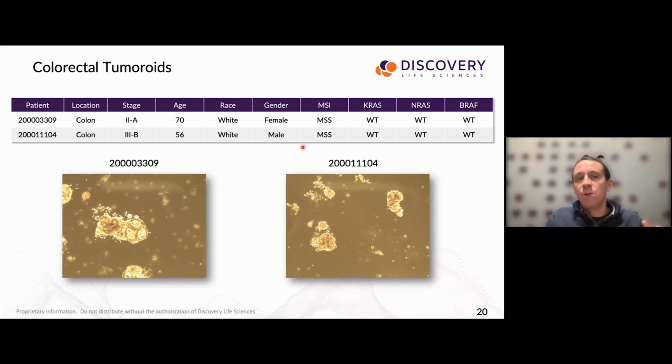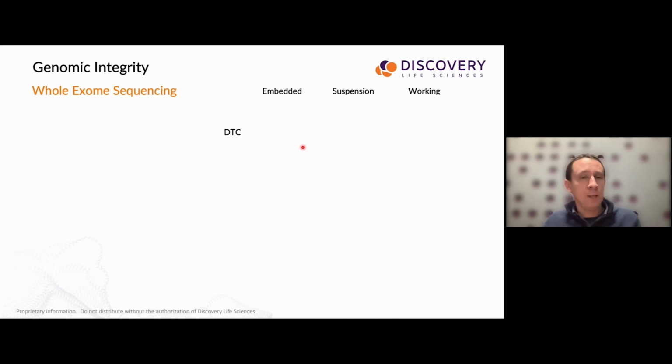So we've got these two nice tumoroid models now, but really the first big question that we wanted to answer was, are the inherent genomic and transcriptomic profiles of the parent tissue maintained through tumoroid development? And so that's what we did. The first way that we did this was through bulk whole exome sequencing. And so to orient, as we build out this slide, we're going to look at the signature in the parent DTC.